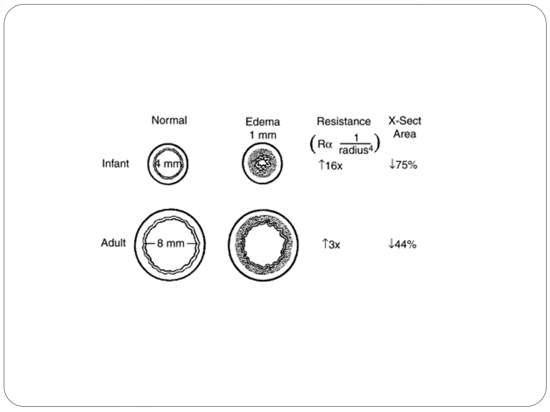We will cause the same amount of edema in both airways, 1 mm edema in the infant and 1 mm edema in the adult airway. You will notice that there is a much greater increase in airway resistance in the infant due to the smaller airway diameter. The airway resistance will increase about 16 times, and the cross-sectional area of the airway will decrease about 75%. However, in adults, due to larger airways, the resistance of the airway will increase just 3 times, and the cross-sectional area of the airway will decrease about 44%. So infants, due to small and narrower airways, are more prone to wheezes.